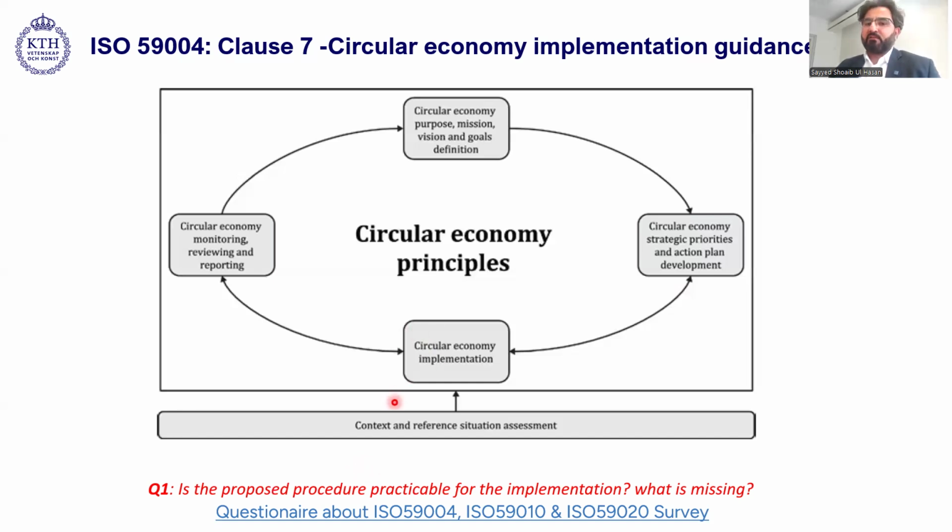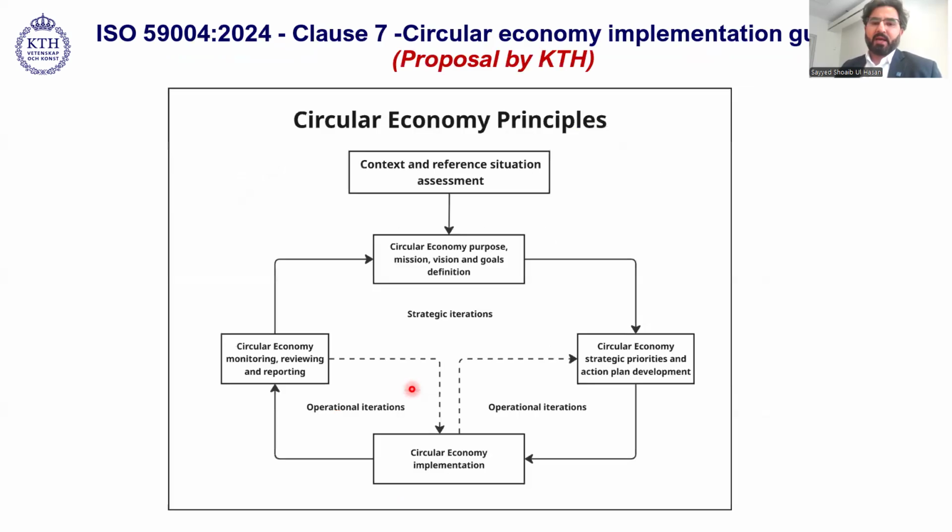So as you can see, this is the general framework, which is really good. The text provided along with this general framework for circular economy implementation is very good. We have gone through the text, but we feel that there is a little bit of misalignment between the text and the picture itself. So we will be proposing in our feedback a slightly modified picture, where the starting point is the circular economy principles. And once you have incorporated and understood the circular economy principles, then you move to the context and reference situation assessment. Then you define the goals. Then you go to the strategic priorities and action plan development. Then you go to the circular economy implementation, and then review and reporting.